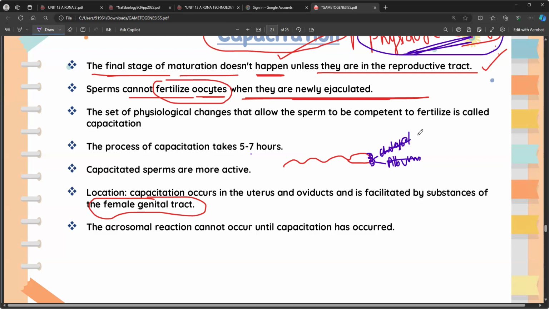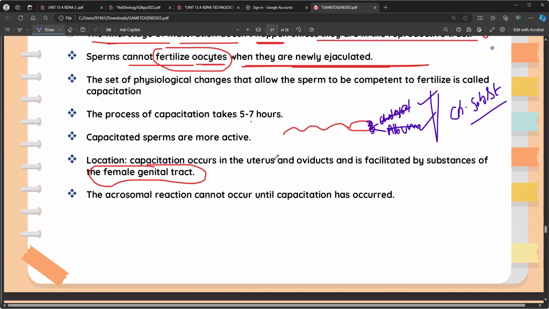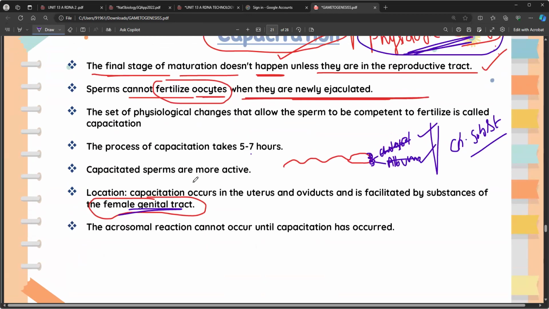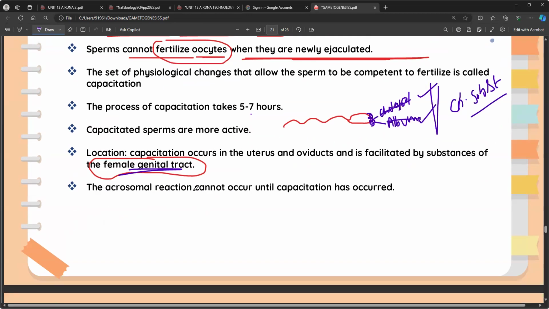And how can we remove the cholesterol? How can we remove the albumin? We require certain chemical substances in order to remove these. And these chemical substances are generally found in the female genital tract only. That is the reason we can say that the process of capacitation takes place exclusively in the female genital tract only.